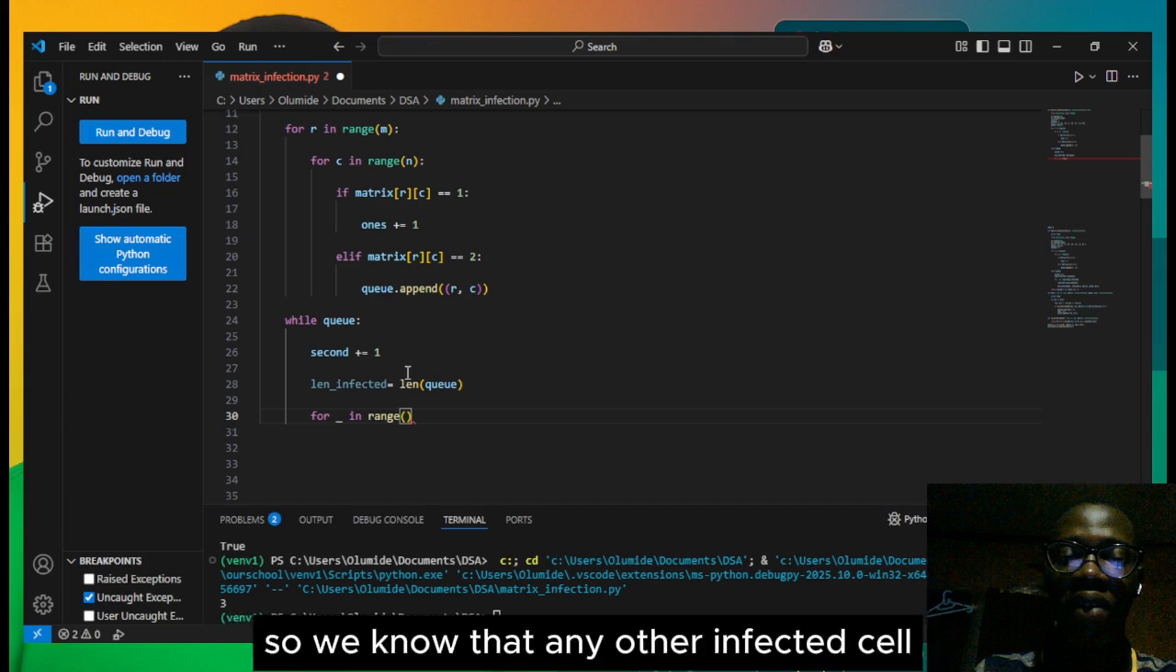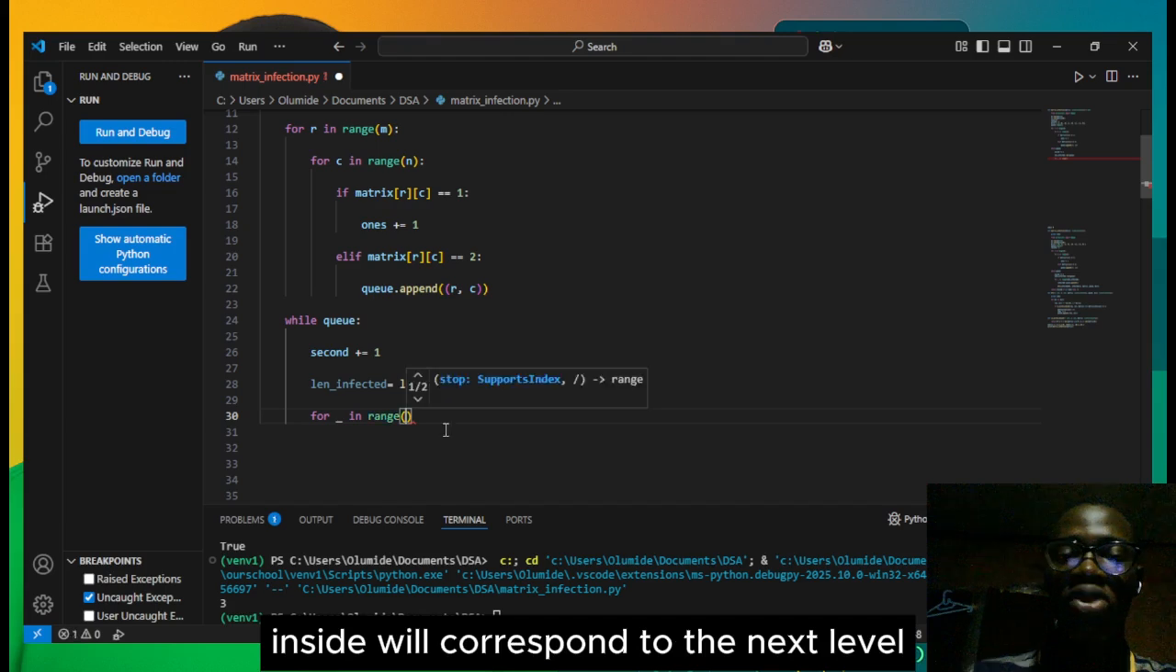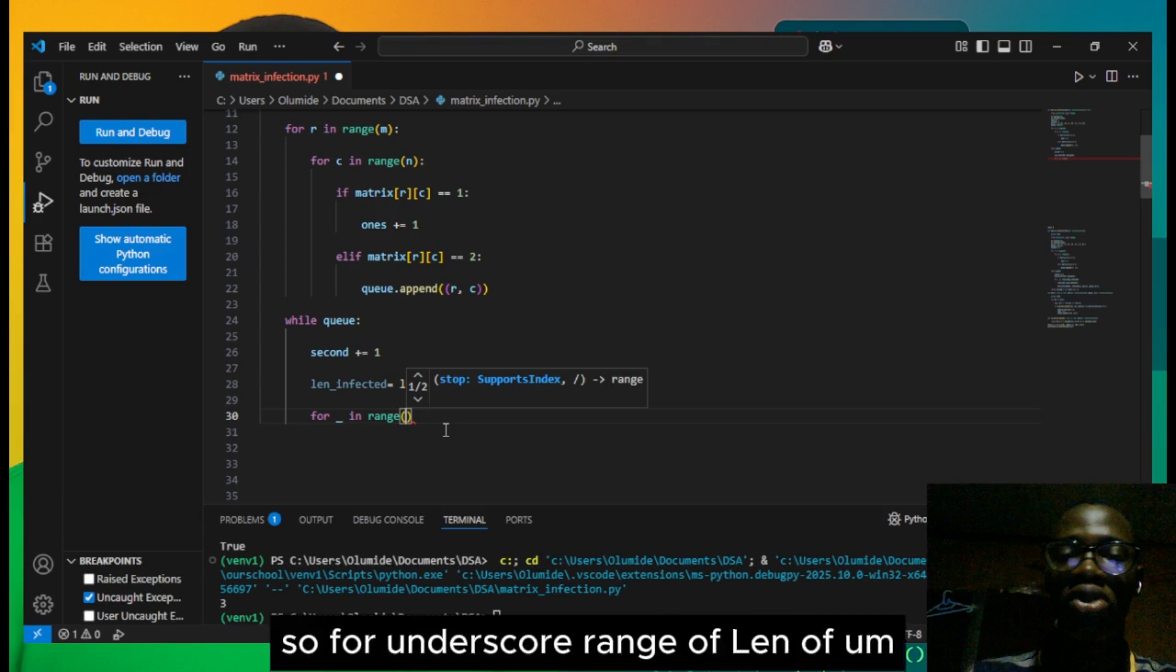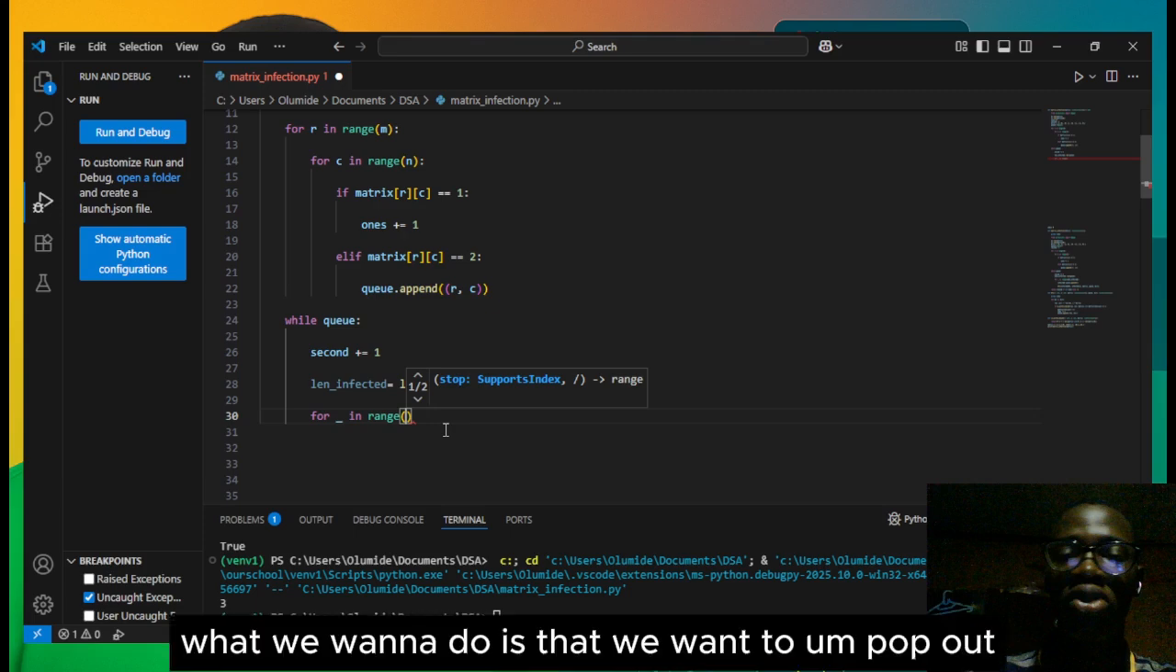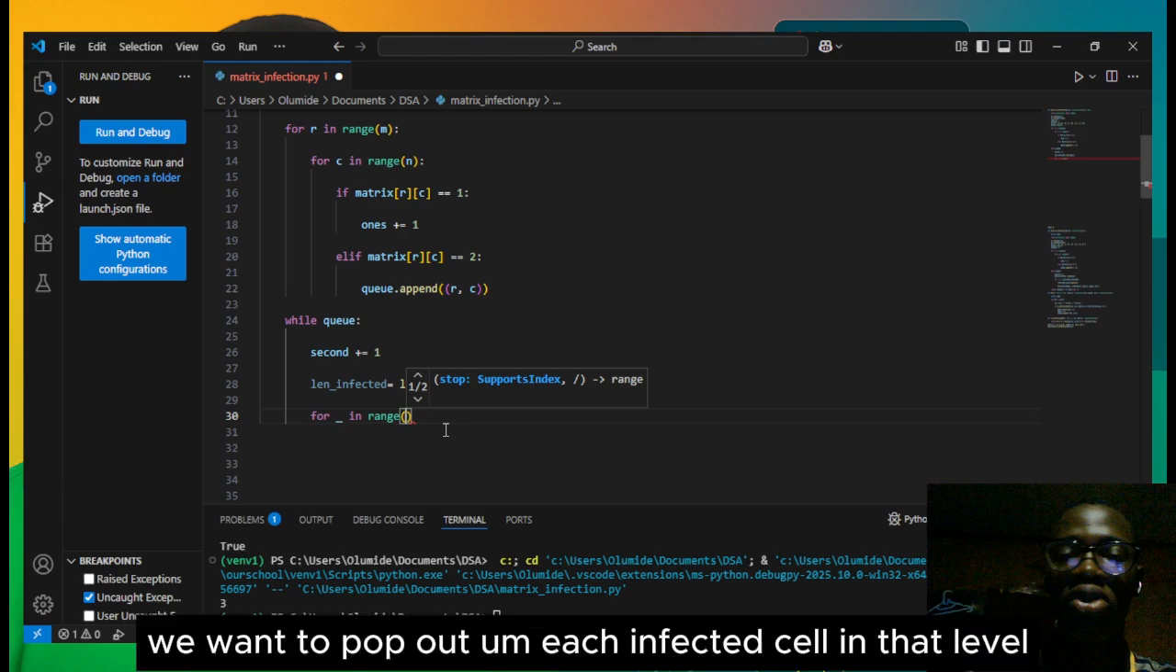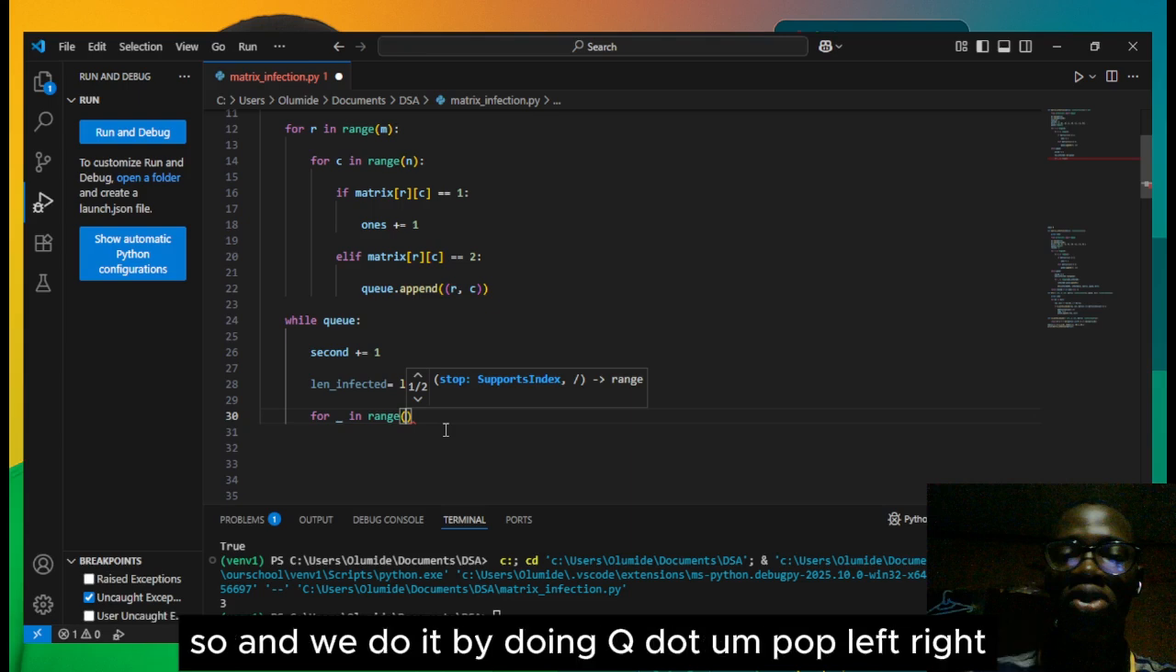So we know that any other infected cell inside will correspond to the next level, and that way we can increment our second by 1, because there are still infected cells in the next level. So for _ in range of length of infected cells, what we want to do is pop out each infected cell in that level. We do it by doing q.popleft, right?